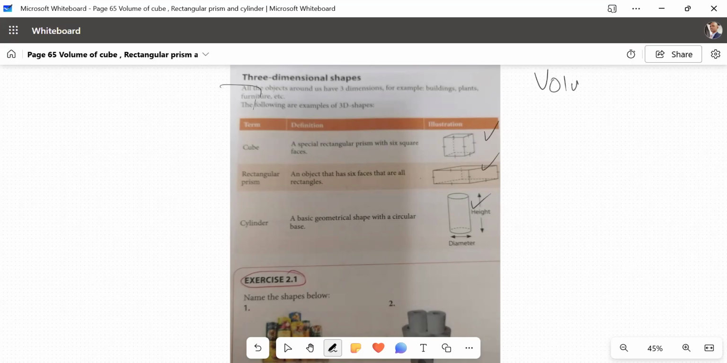Now, first, let's define the word volume. Volume is nothing else but the inner space of any object. We call that the volume. Sometimes we call it the capacity of an object.